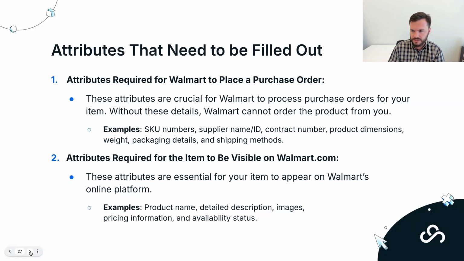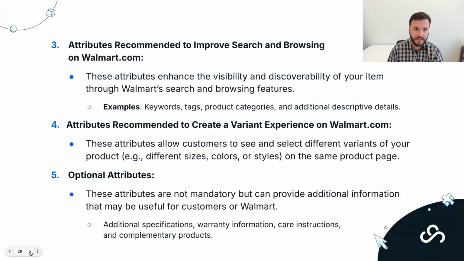And the images are such a big part of that, as well as rich media, which is essentially the same thing. So for more of the searching and browsing for .com as well, you can also add keywords, tags, product categories, and additional descriptive details to try to maximize that as much as possible. Again, it's about visibility with .com.